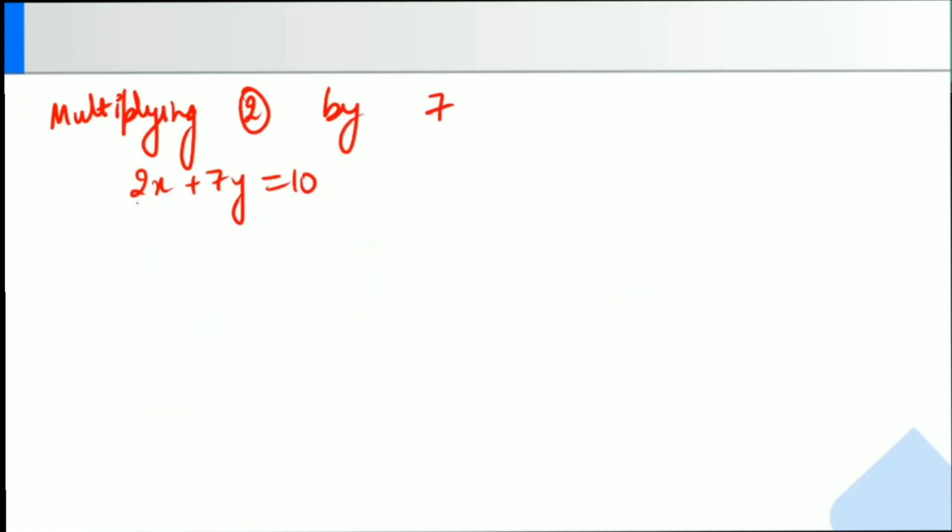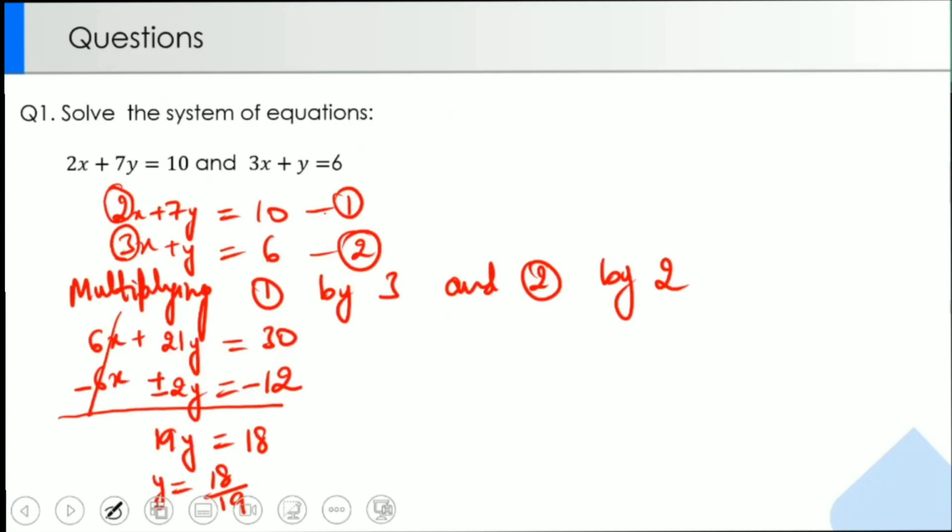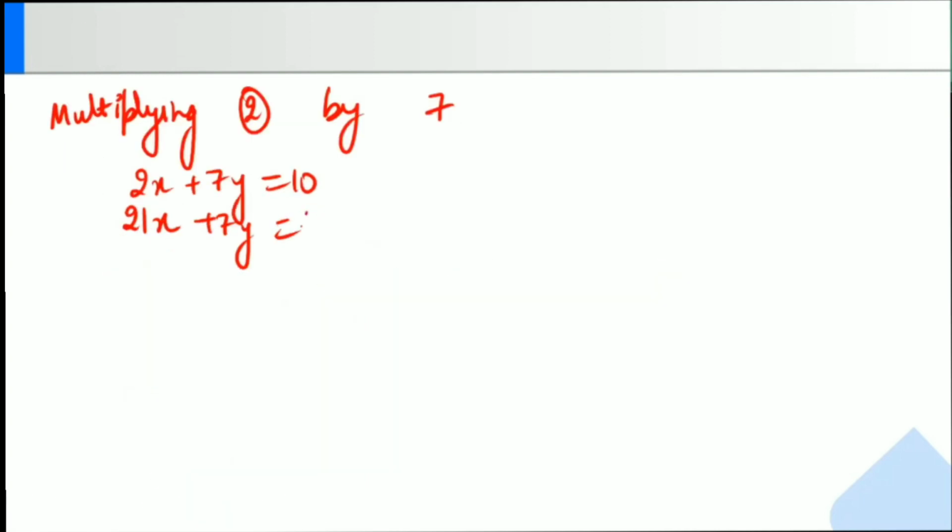So I will get 7 into 3, that is 21x, plus 7 into y, that is 7y, equals 6 into 7, that is 42. So please take care that the whole equation will get multiplied by that number. Now again, the coefficients are equal, the signs are also same. So we need to subtract both the equations.